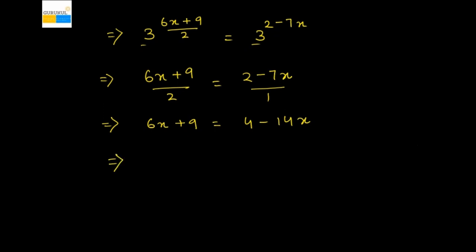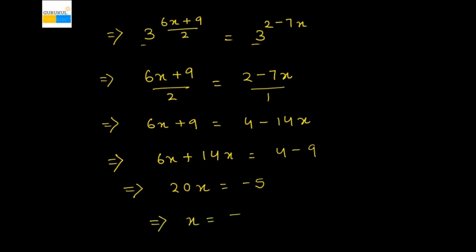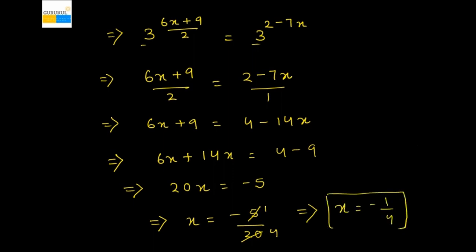So you can put the like terms on one side now. So it becomes 6x plus 14x equals 4 minus 9. So you get 20x equals minus 5 and x is equal to minus 5 over 20. That reduces to 1 over 4. So you get x equals minus 1 over 4. Now let's move on to the next question.